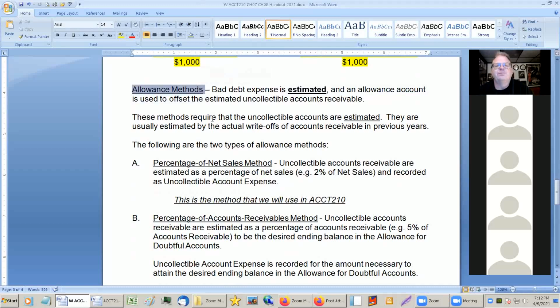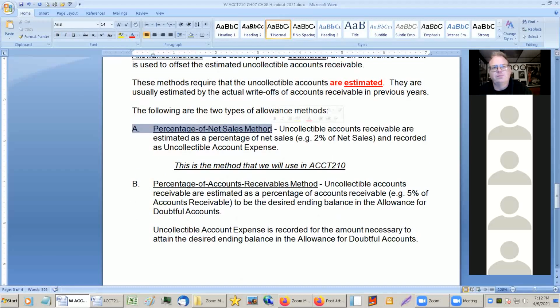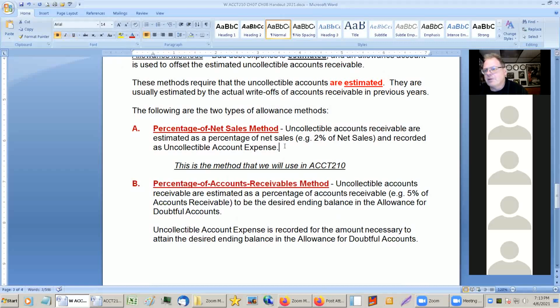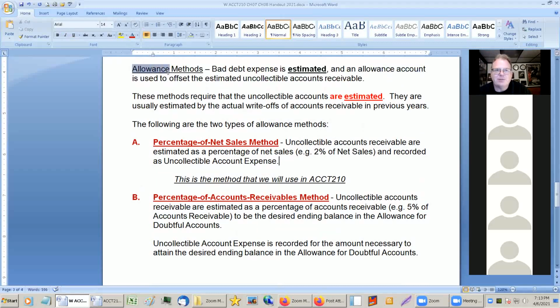Okay, and allowance methods, there's actually two of them. They use an estimate. And these are the two: percentage of sales and percentage of accounts receivable. Yeah, I goofed it up. So both of these methods are estimates. They use estimates. They use an allowance account. That's where this allowance thing comes in.